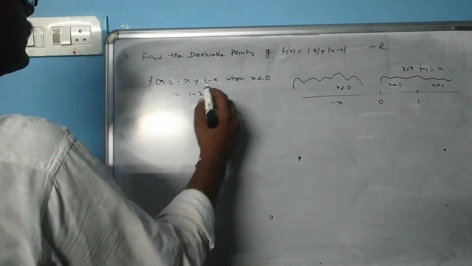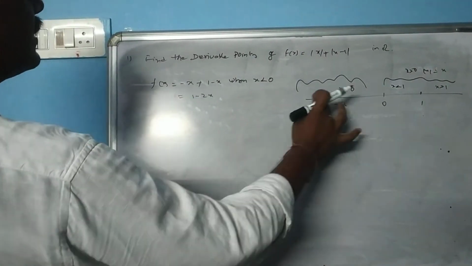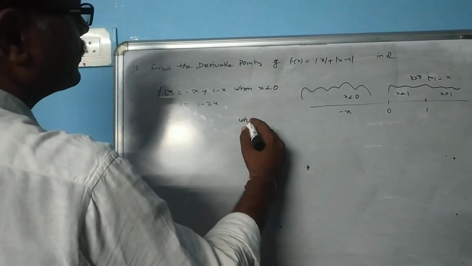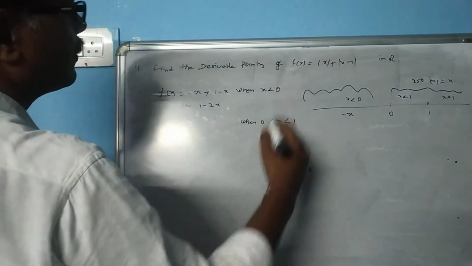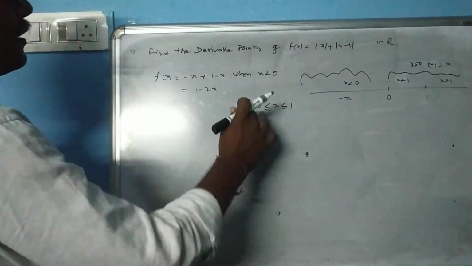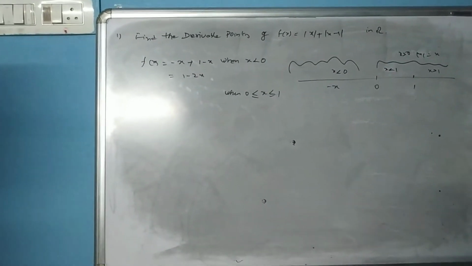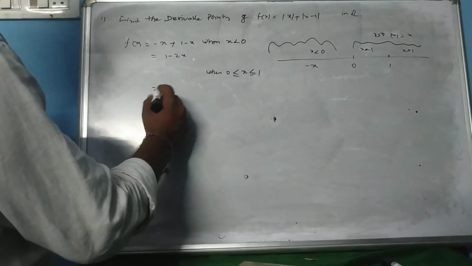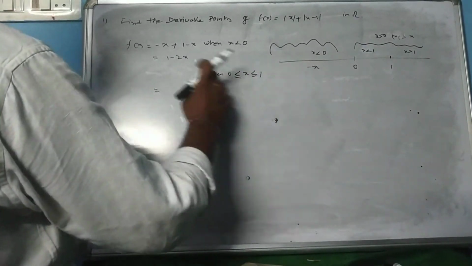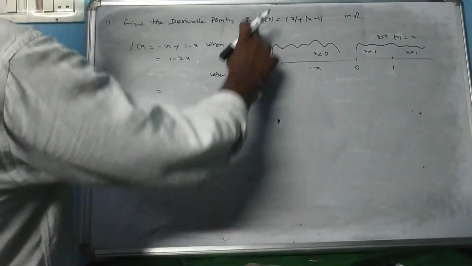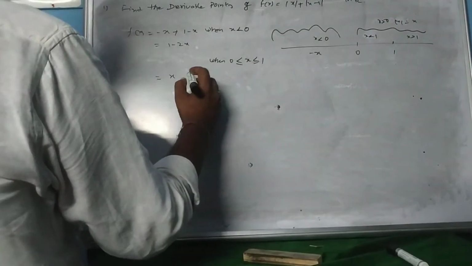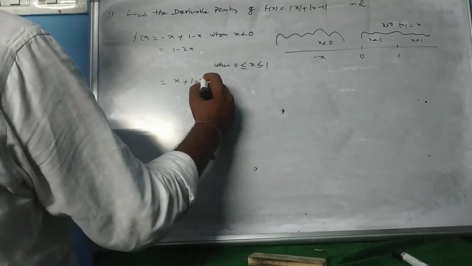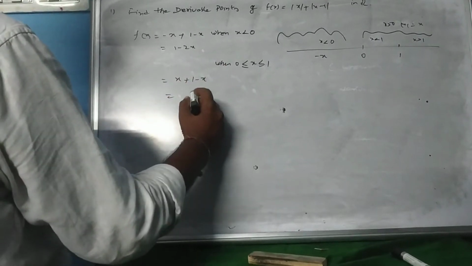In this region, f of x is equal to, for 0 less than x less than or equal to 1, f of x is equal to, in this region x greater than 0 and x less than 1, it comes like this: minus x, this equal to 1, this greater than 1.